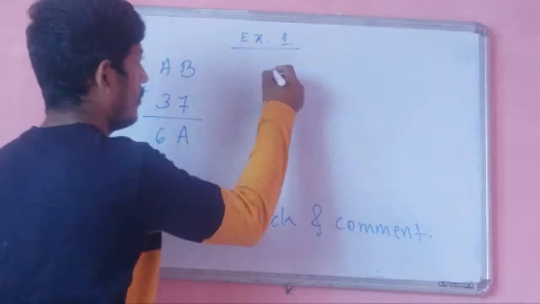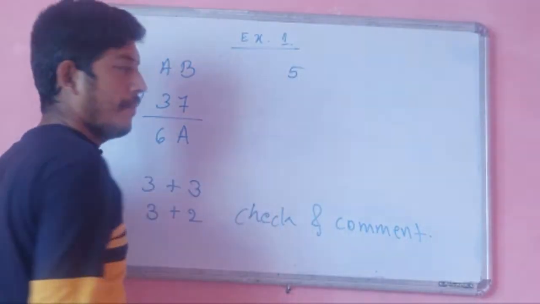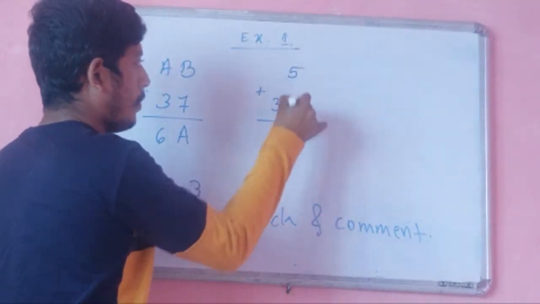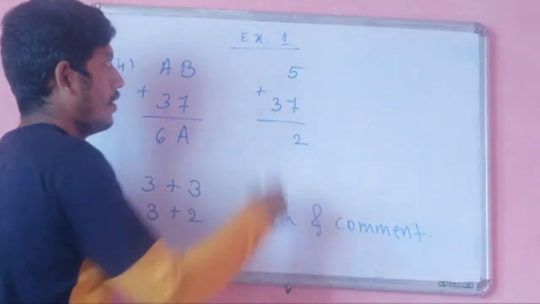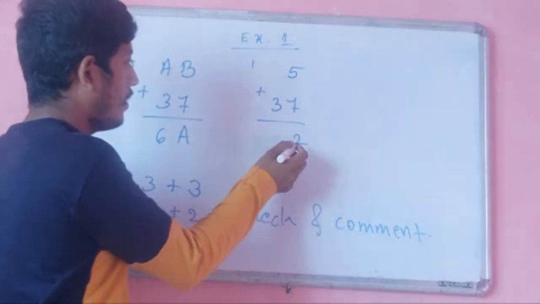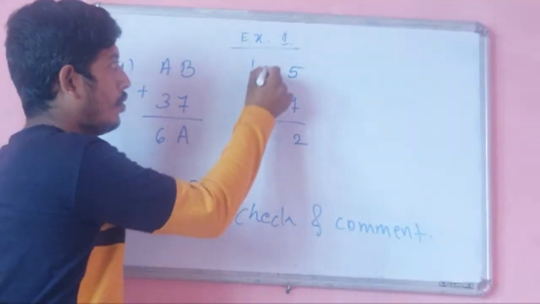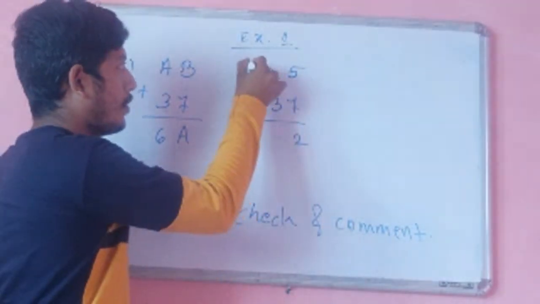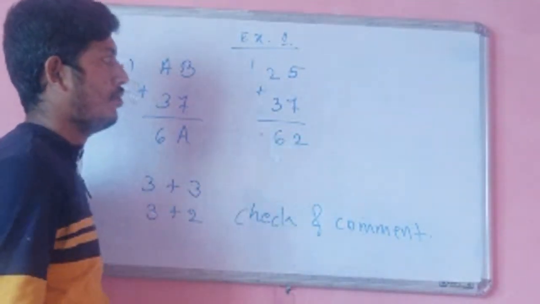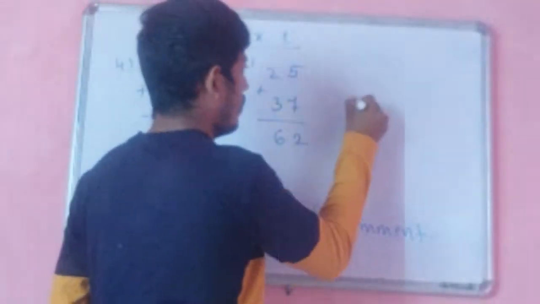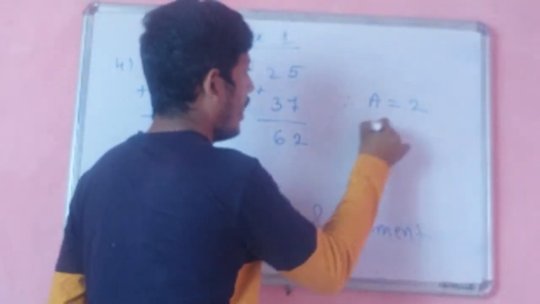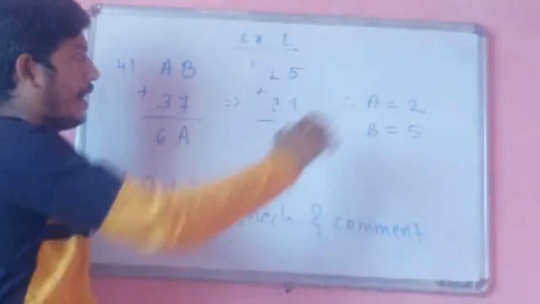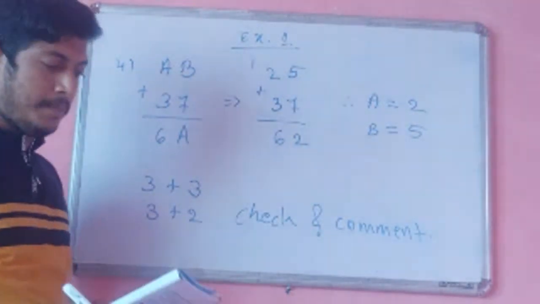Here I will consider B value is 5. 5 plus 37. 5 plus 7, it becomes 12. So 1 carry. Then here I got the value of A as 2. Here also A, so the same I will substitute here. 2 plus 1, 3. 3 plus 3, 6. 62. So therefore value of A is 2 and value of B is 5. Okay, the next one.